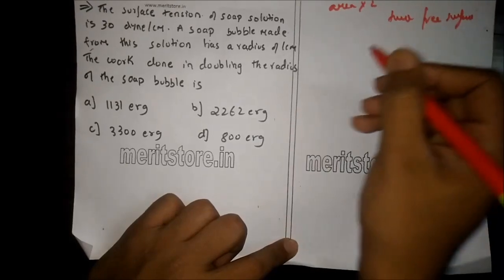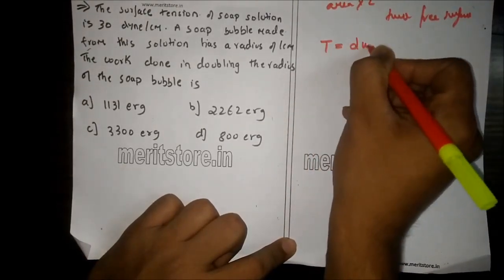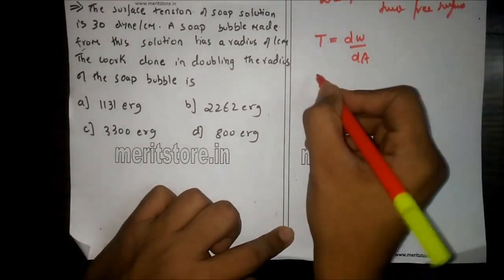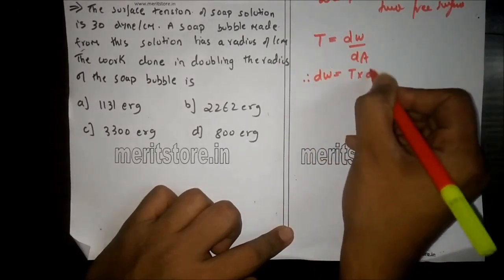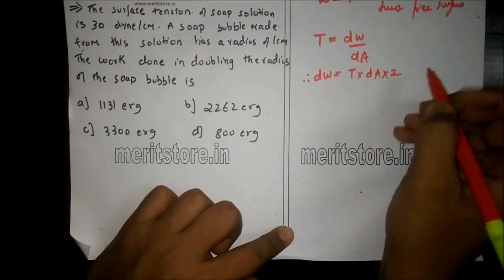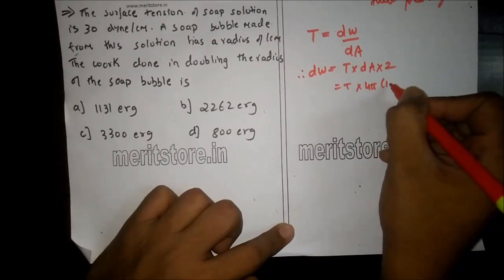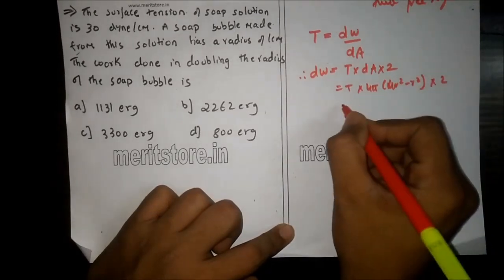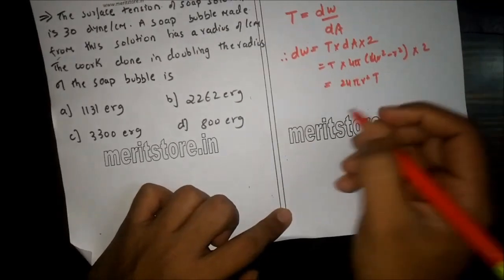surfaces. Therefore, the surface tension T is given by dW upon dA, where dW is the work done and dA is the area. Therefore, we need to find the value of dW, the work done, which is equal to T into dA. And since there are two free surfaces, we multiply the area by 2. Therefore, we get T into 4 pi into (4r square minus r square) into 2, which is equal to 24 pi r square T.